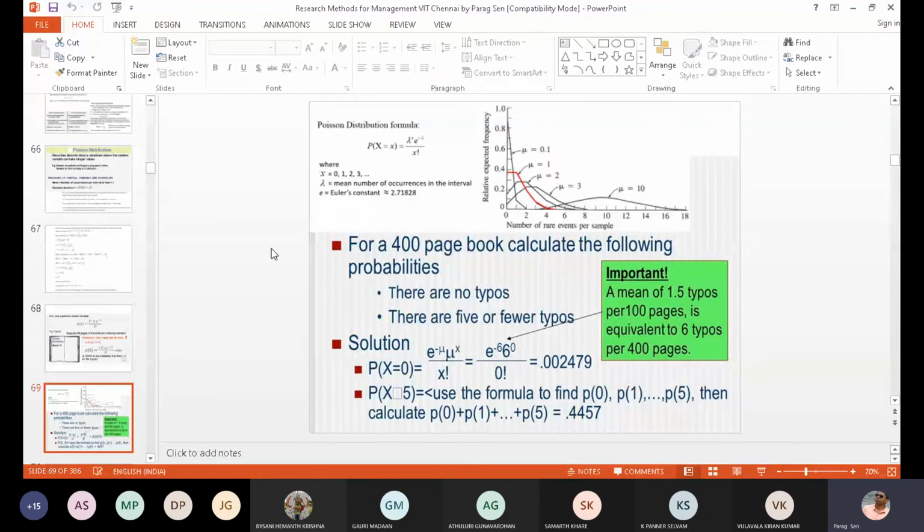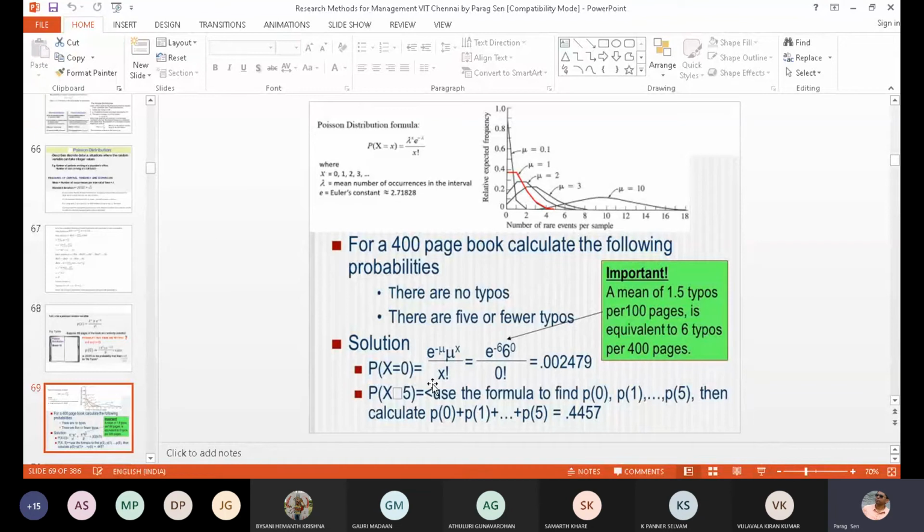Similarly, you can take a look at another example. Suppose for a 400-page book, calculate the following probabilities: there are no errors, and there are 5 or fewer errors. You have been given a mean of 1.5 errors per 100 pages. If you get 1.5 errors out of every 100 pages, then you can easily calculate that for 400 pages you will get 6 errors. So 6 will be your mean value, or the lambda value.